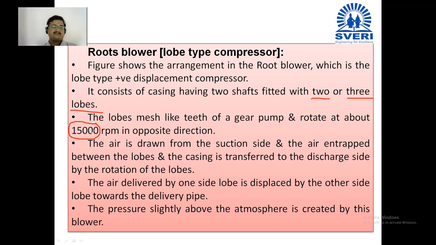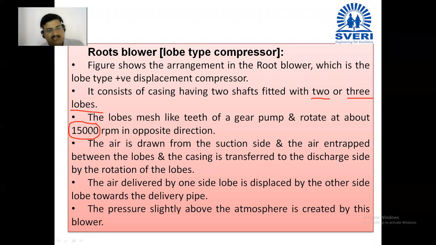15,000 revolutions per minute. And what was the case in the vane type of compressor? What was the RPM of the vane type? 3,000. Means the root blower is moving with 5 times more speed than the vane type of compressor. This 15,000 RPM is 5 times 3,000; just the RPM we can see in the root blower.